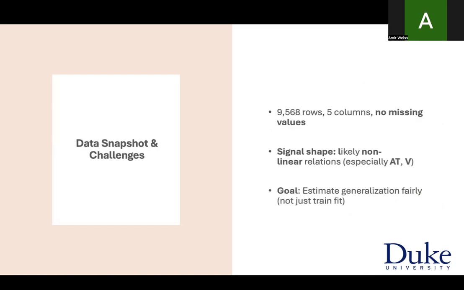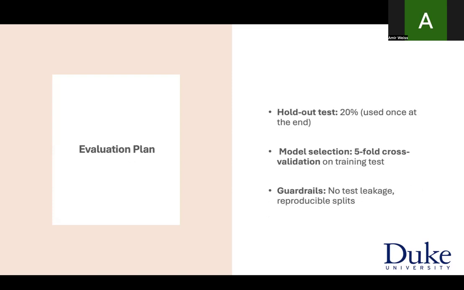Okay, so as I said, this data set has 9,568 rows and no missing values. Relationships are not strictly linear in this case, especially for temperature and vacuum. So I aimed for a fair generalization estimate and not just fitting the training data.